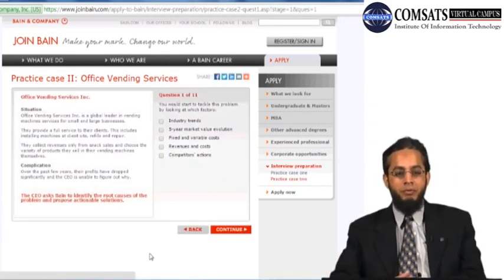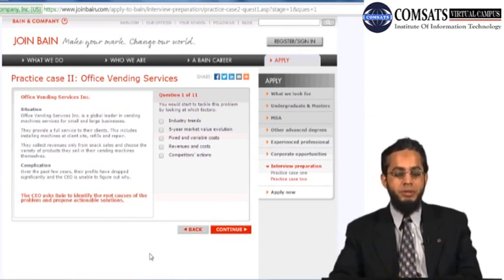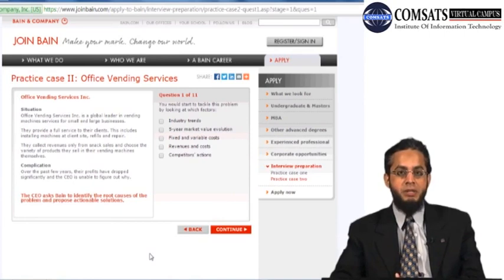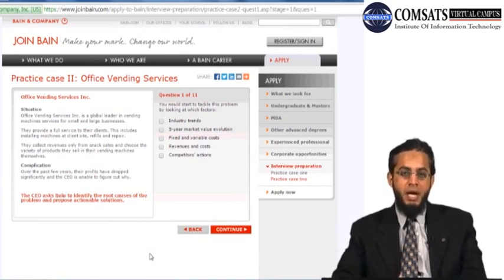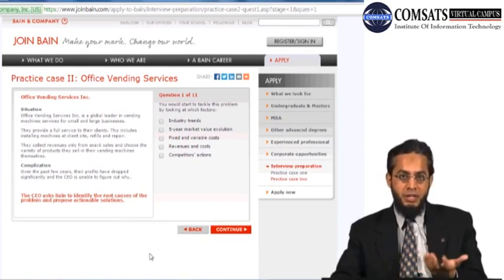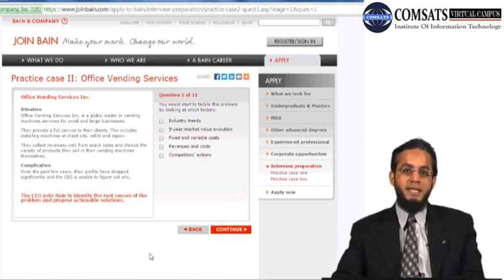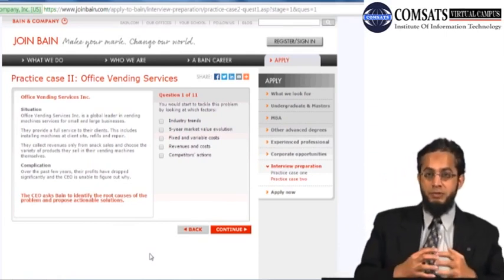And here's the overview of the situation given. Office Vending Services Incorporated is a company. It could be a fictitious name, or maybe the original name has been replaced with this name. And the situation given to you is Office Vending Services is a global leader in vending machine services for small and large businesses. So this company is a market leader. They provide a full service to their clients.